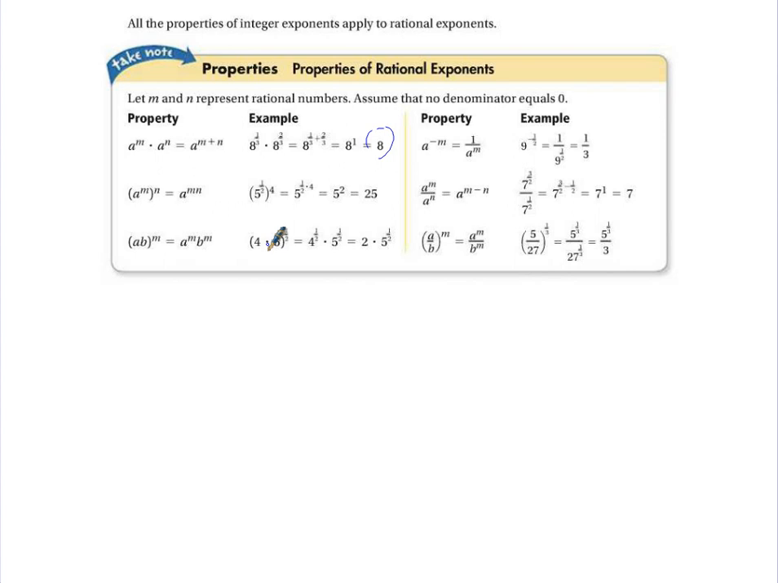When I have different bases to a power, then I can send that power in. And I wind up with 4 to the 1/2 times 5 to the 1/2. Well, 4 to the 1/2 is the same as saying the square root of 4. 4 to the 1/2 is 2, times 5 to the 1/2. I can't simplify that any further, so I leave it as 2 times 5 to the 1/2, and I'm done.